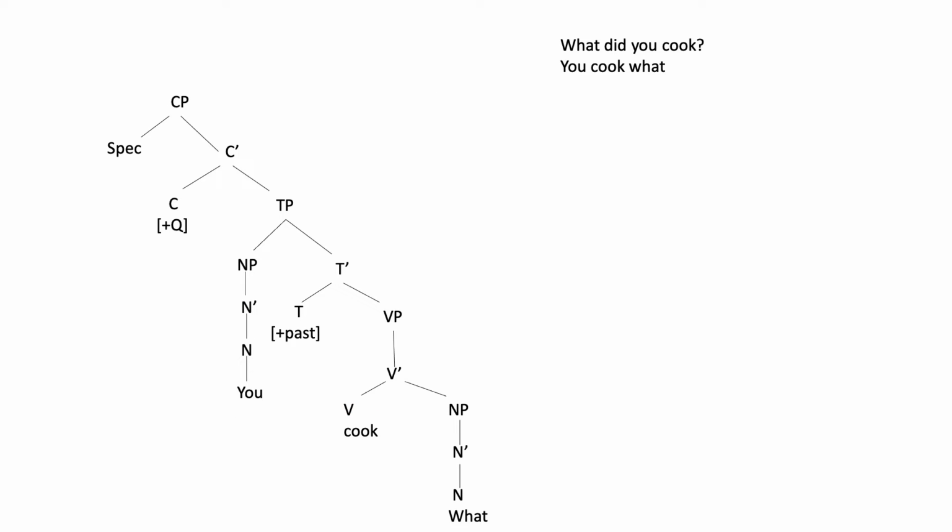Let's do a tree diagram of the first question. What did you cook? We'll note that C here is marked with +Q, indicating that this is going to be a question. Also note that because we have nothing in tense, such as an auxiliary verb, we have to use the do support rule. And it's going to be marked into the past tense because that's part of the information that we have in the tense marker.